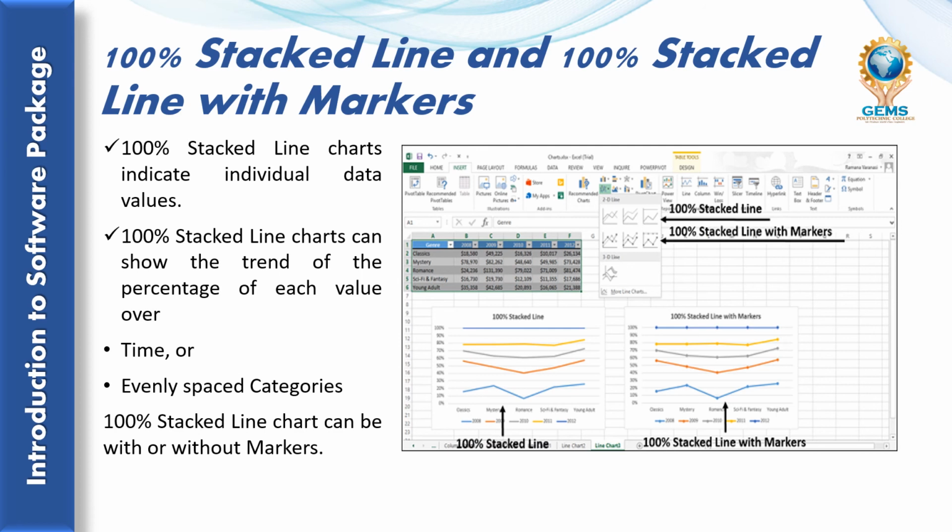And 100% stacked line and 100% stacked line with markers chart. You can see this image. This is the 100% stacked line and 100% stacked line with markers. So the first one, the 100% stacked line chart, indicates individual data values, and the second one, the 100% stacked line chart, can show the trend of the percentage of each value over time and evenly spaced categories.